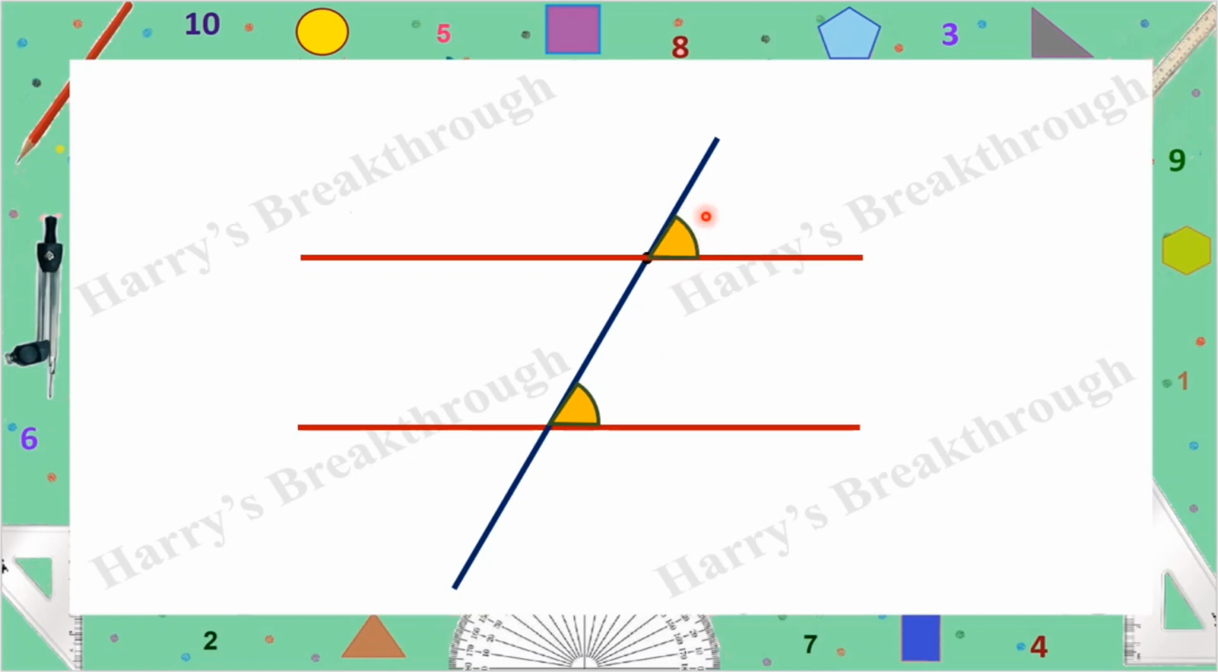Look at this angle. Here you can see these two angles are at the right side of the slanted line and above the horizontal lines. That means these two angles are at similar positions. Right? Can you find any other pairs? If we take this angle, can you find the angle which is at similar position with this angle?